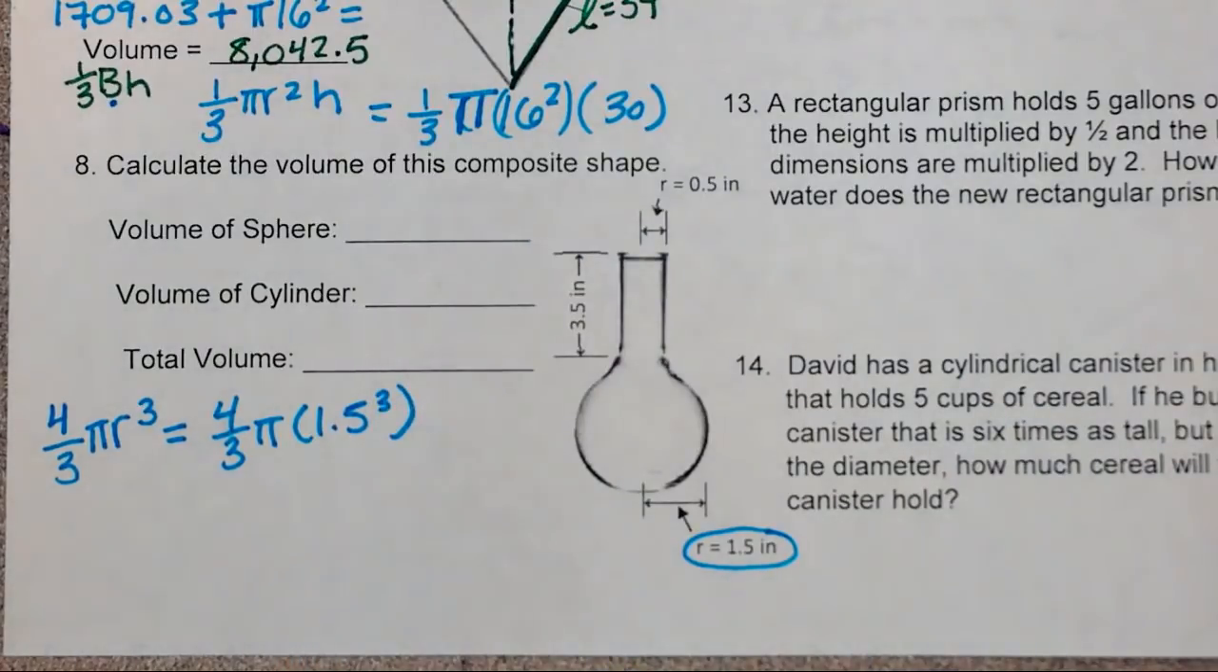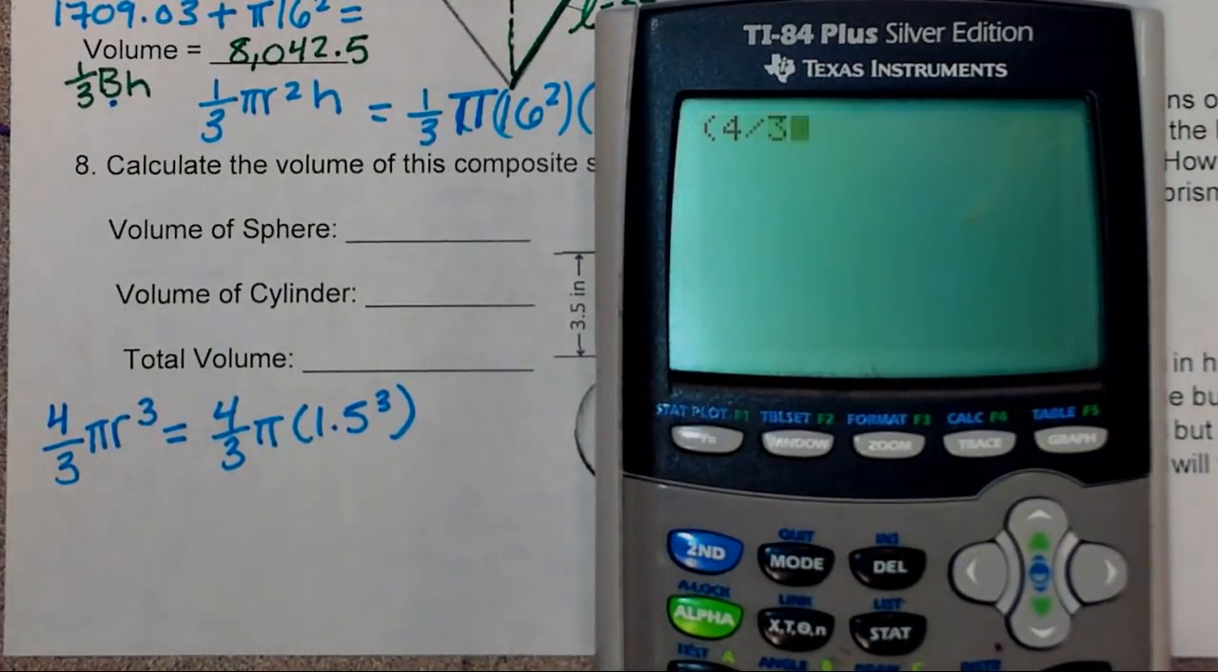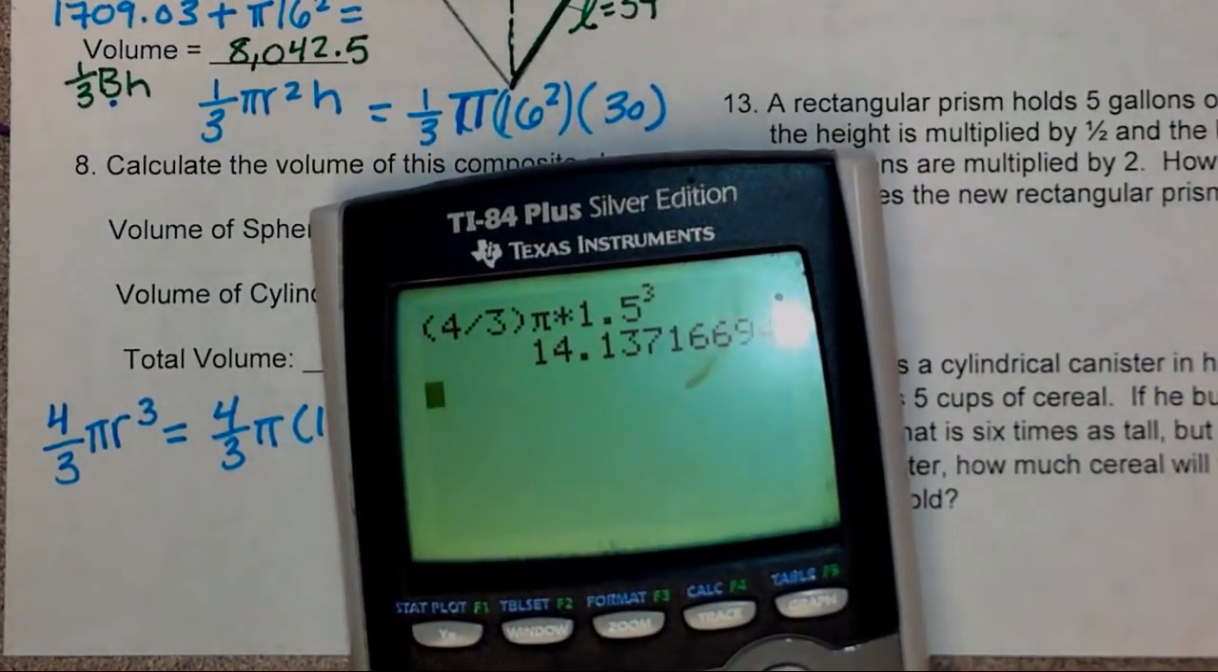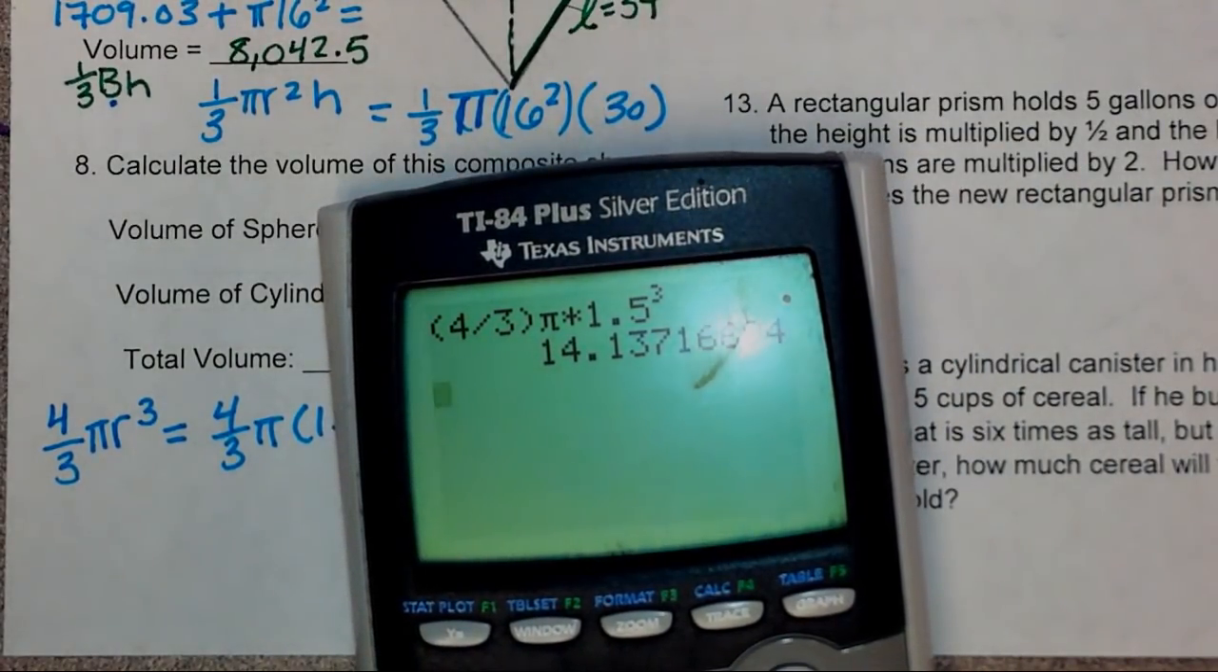1.5 cubed times 1.5 to the third. Okay, so that's about 14.14.